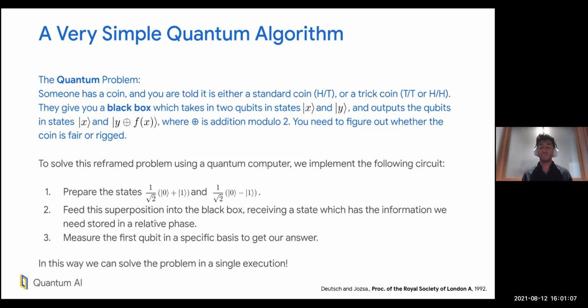And what it'll do in the process of doing that is that because of the very clever input we gave it, it will actually encode the information we want to know in a relative sign between two of the terms in this now four-term sum. And then if we ask a good question, this goes back to the question from before, right? If we measure it in the correct way, we can actually get the answer to our problem in a single measurement. And so what that means is that the classical case took two measurements, and the quantum case is going to take one.